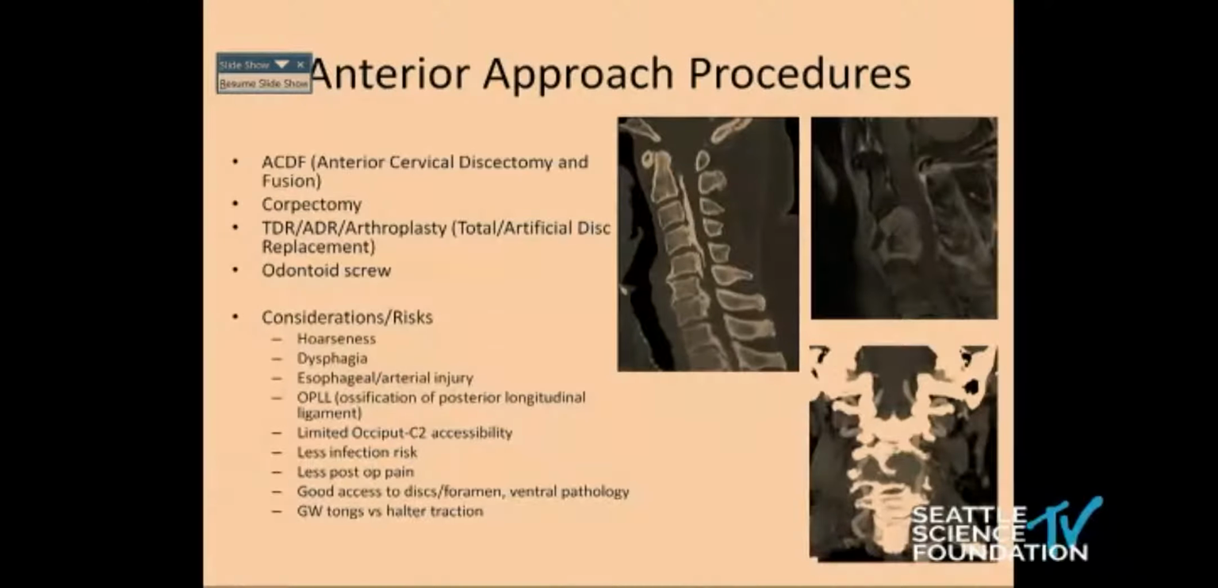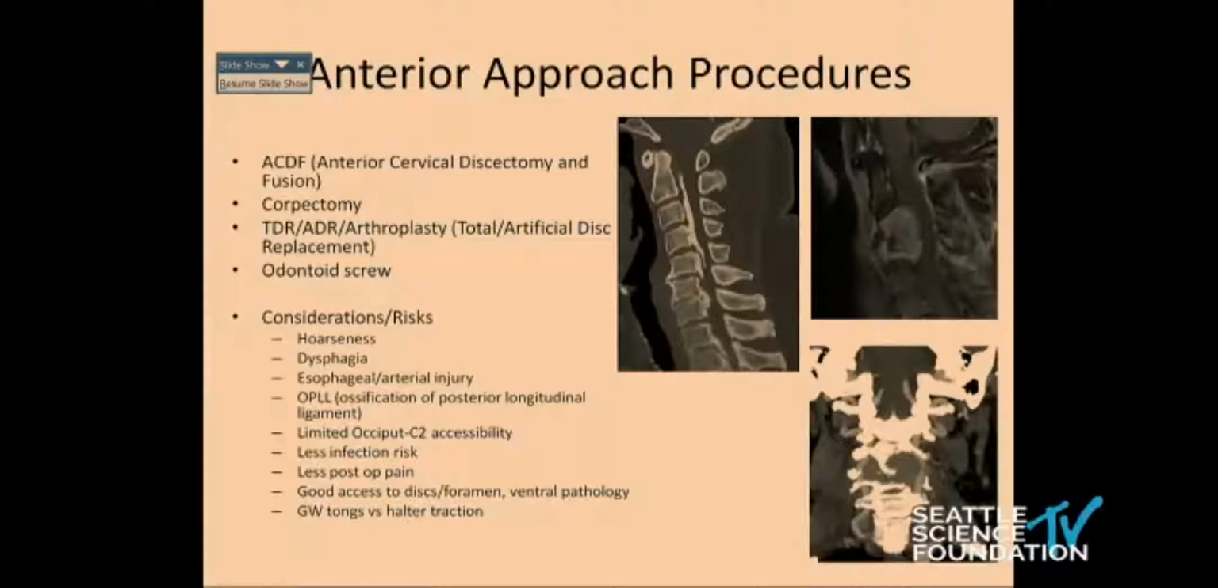Okay, so in terms of the armamentarium of approaches to correcting cervical deformities from the front, your main workhorses are ACDF, larger corpectomy, and odontoid screw. Considerations and risks would be postoperative hoarseness, dysphagia, damage to adjacent visceral structures, esophageal, arterial, tracheal injury, and whether or not there's presence of OPLL, as there is in the picture on the left there. There's limited occiput to C2 accessibility from the front unless you're going to go transoral.